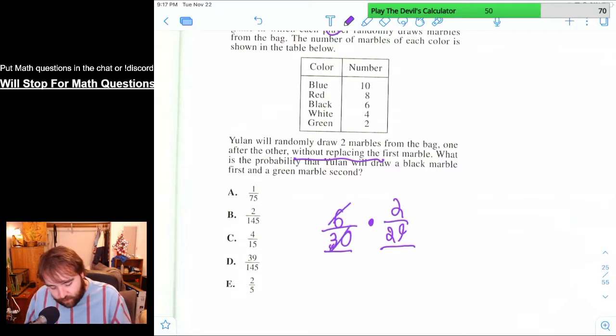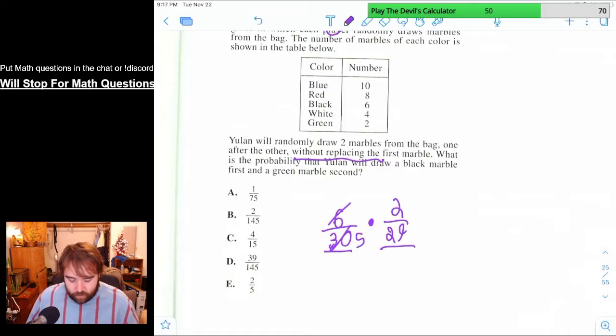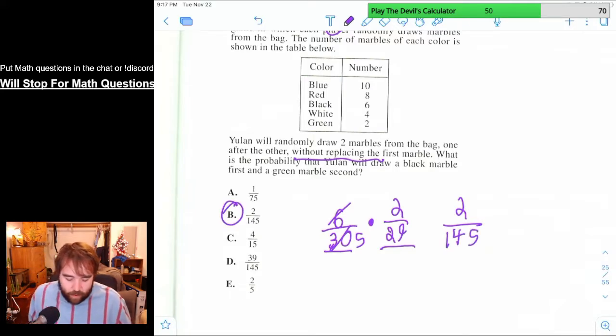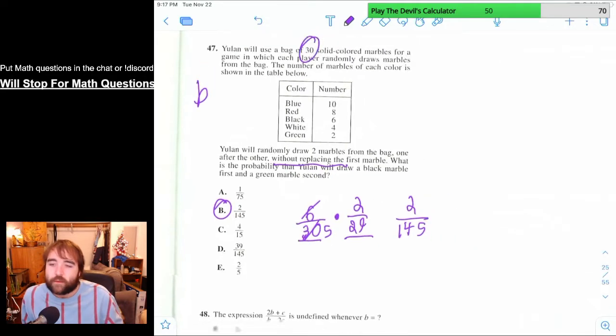So you can use a calculator. I don't usually use calculators. So I'm going to cancel out that 6. So that's 5 times 29. So that's 30 times 5 minus 5. So that's 145. So it's 2 out of 145. Very low probability. Why does that make sense that it's very low probability? Well, 2 out of 29 to draw the green marble, that's a low probability. So the answer is B.